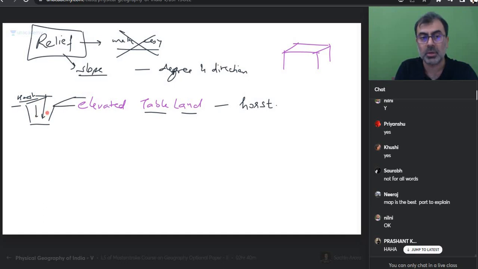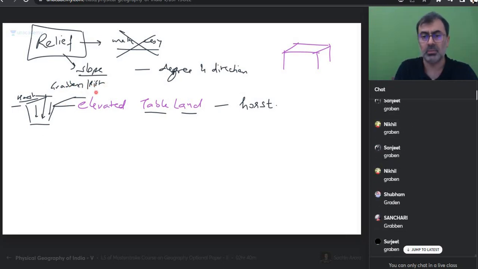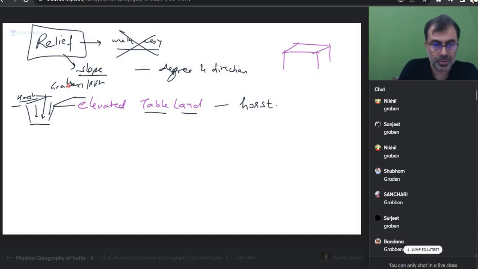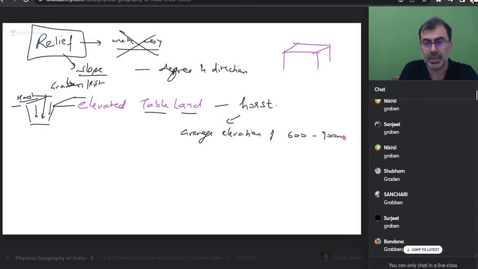So when a rift valley is created, in a rift valley the elevated area is called horst and the depressed area is called, what do children call it? What is the depressed area called? Graben. Very good. But that is a rift valley, synonym. Is everyone okay? So rift, horst. So technically it is a horst with an average elevation of 600 to 900 meters.